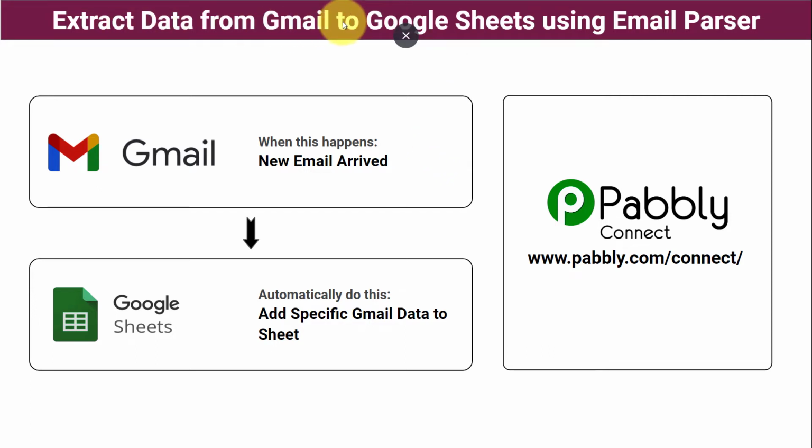Today's automation is about extracting the data from Gmail to Google Sheets using email parser. That means we are going to collect a specific type of emails from your Gmail account to Google Sheets so that you do not have to go to your Gmail account and manually search for a specific set of emails in future. You can access your Gmail data in an organized way directly from Google Sheets.